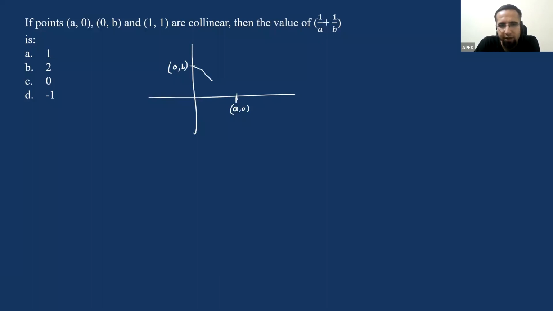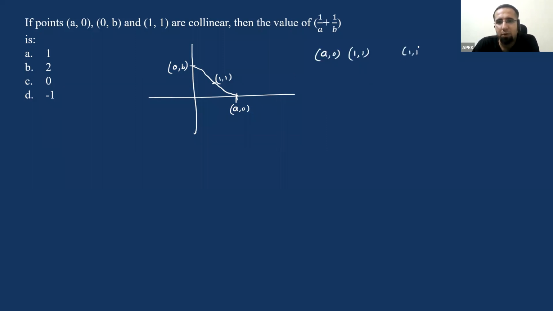So if I draw the line like this, there will be 1, comma 1 somewhere here because they are collinear. That means all of them lie on a straight line. If all of them lie on a straight line, I know that the slope of any 2 points is equal. So you can always calculate the A, comma 0 slope and the 1, comma 1 slope.